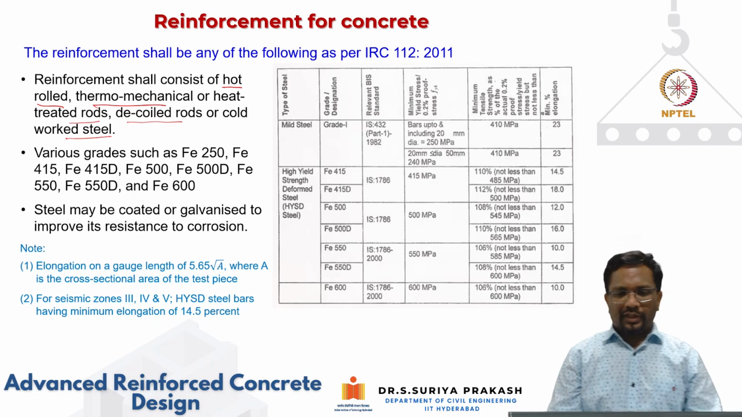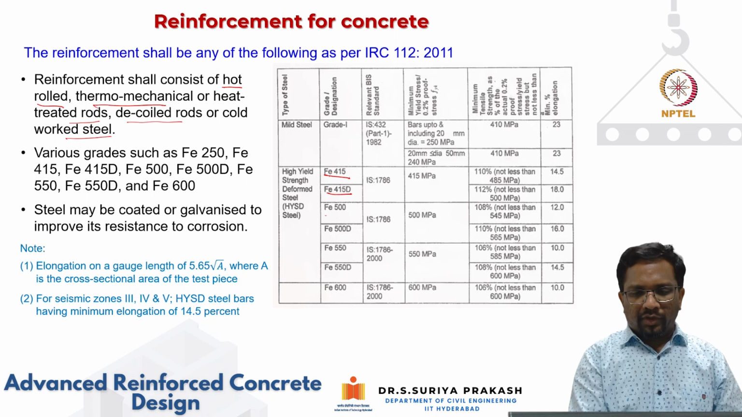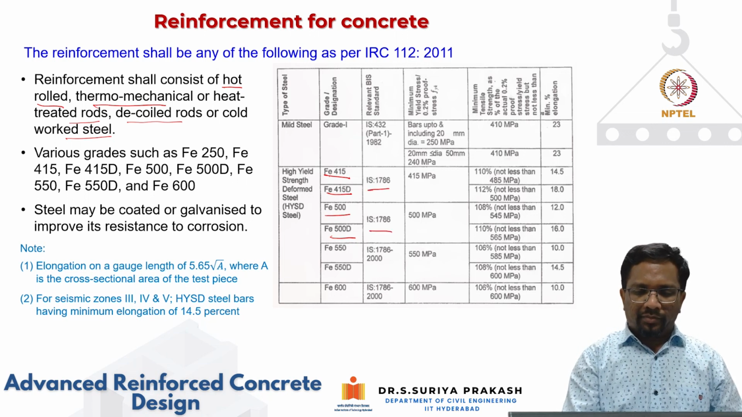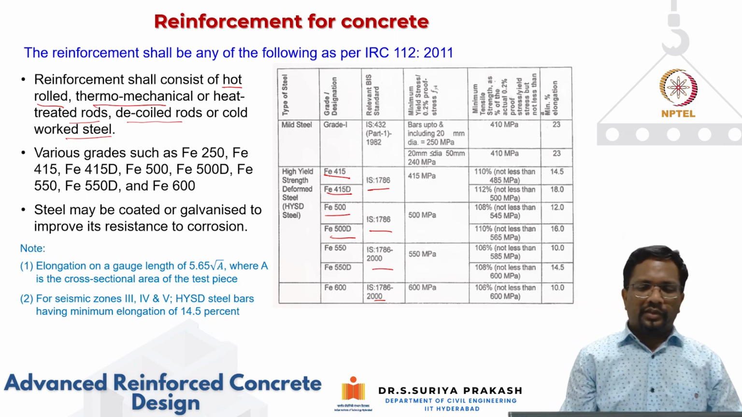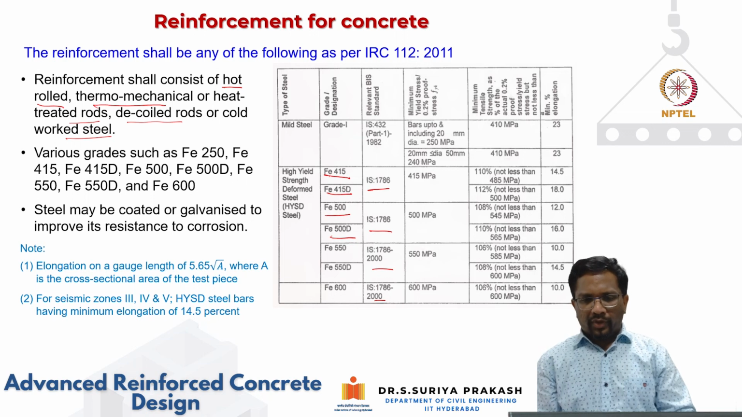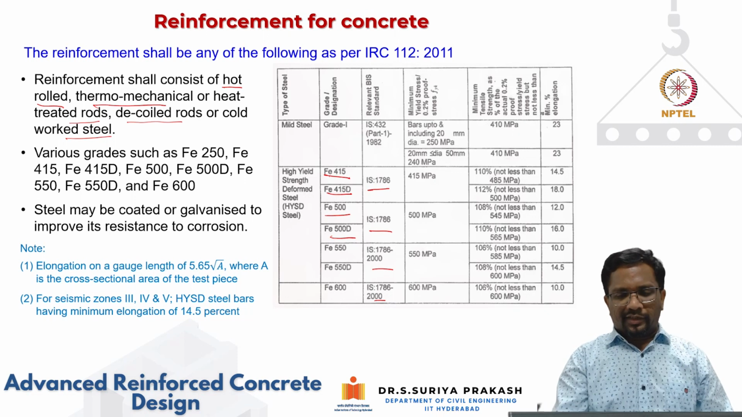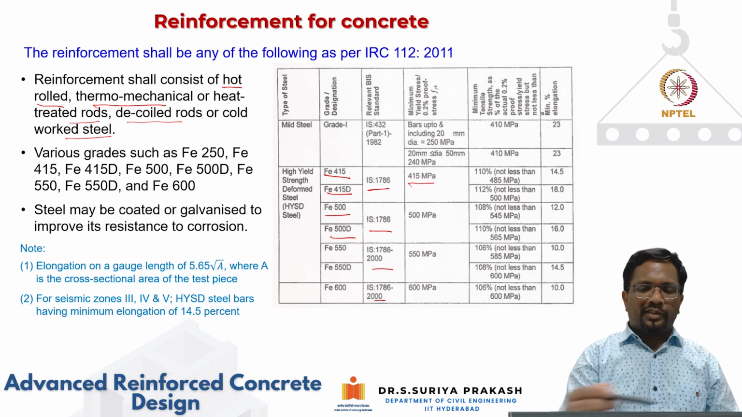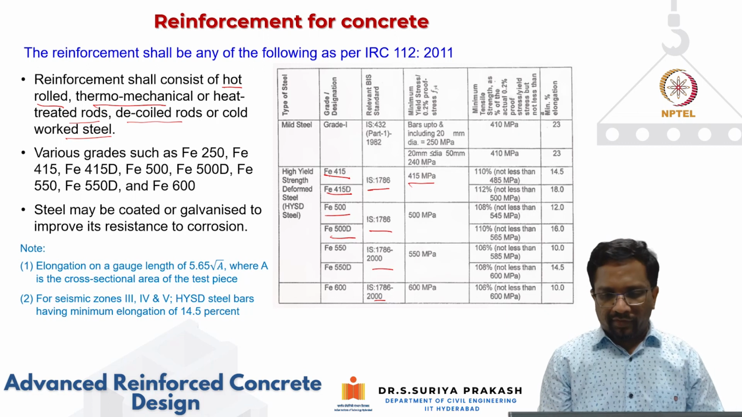So as you can see here, different grades of steel are allowed by this IRC 112, Fe 415, Fe 415D, Fe 500, and so on. And all these grades of steel have to follow the specification IS 1786. For mild steel, it is IS 432. Okay, and these are the minimum yield stress that has to be specified. Again, the number indicates the minimum yield stress they should satisfy. For Fe 415, they should satisfy at least a minimum yield strength of 415. Fe 500, again, should have a minimum yield strength of 500.